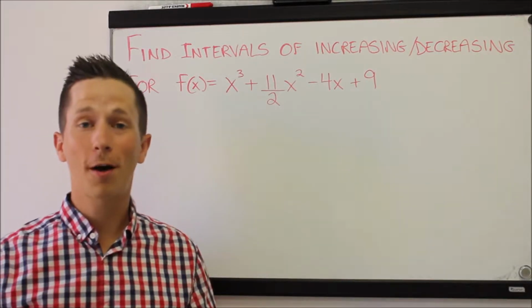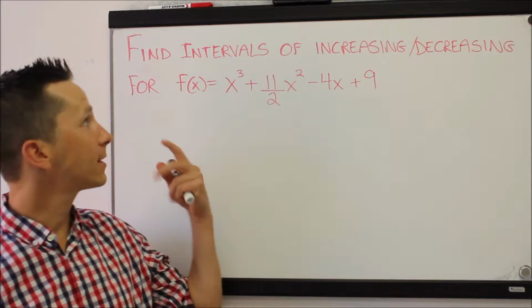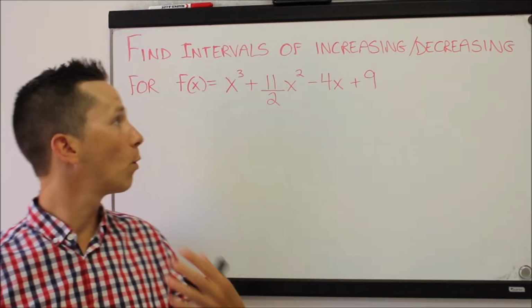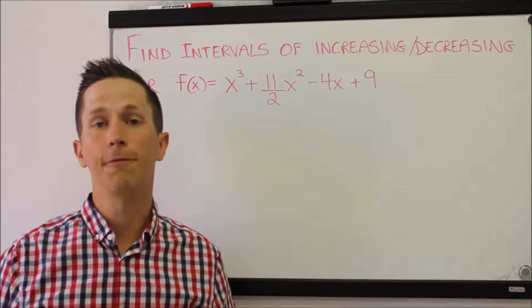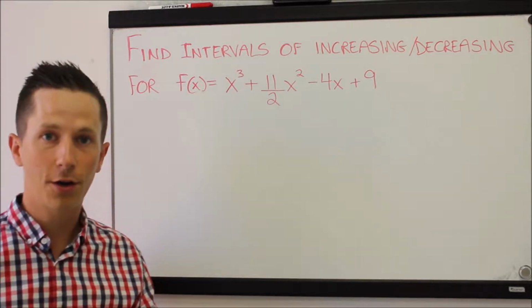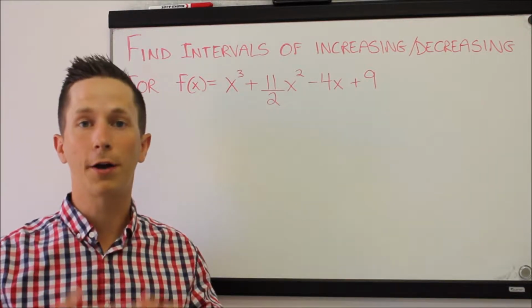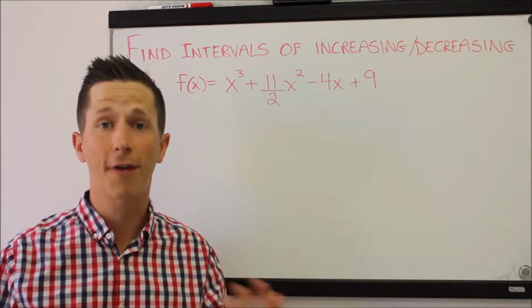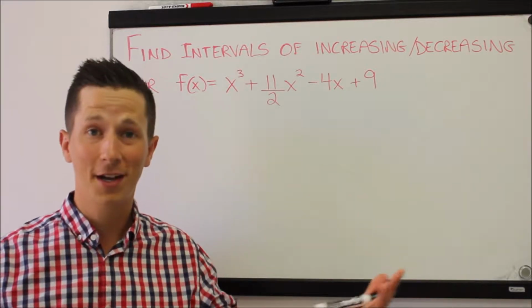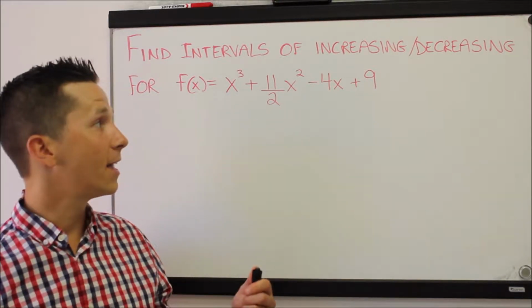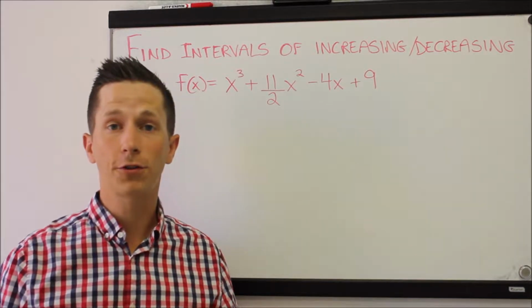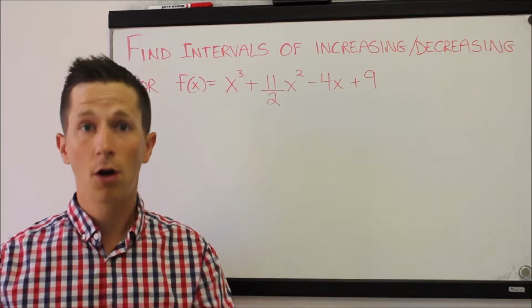Here we have a pretty common Calculus 1 question where we're asked to find the intervals of increasing or decreasing over a certain function. A couple things to note there. Calculus is all about understanding rates of change, and that's why we find the first derivative, like we've talked about in other videos. In this case, we actually want to know whether the first derivative is positive or negative.